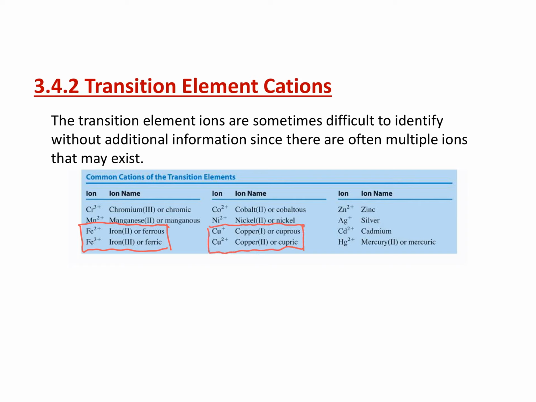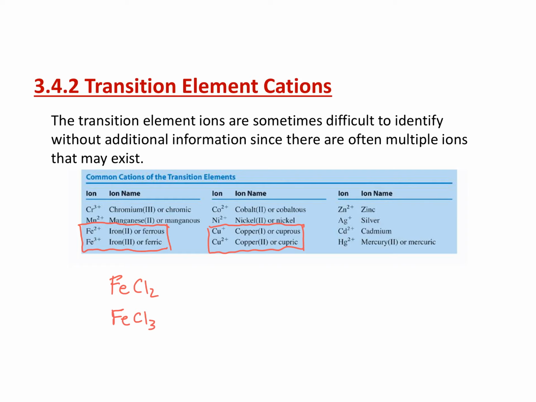Because there are multiple oxidation states available for these transition metals, we need a slightly different way of naming them, so we know: am I using copper 1, copper 2, iron 2, or iron 3? That will change the formula. For example, if I said I had iron chloride, I could think of two different ways of writing that.